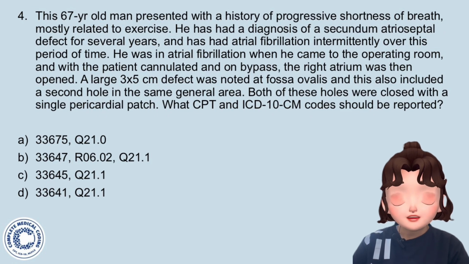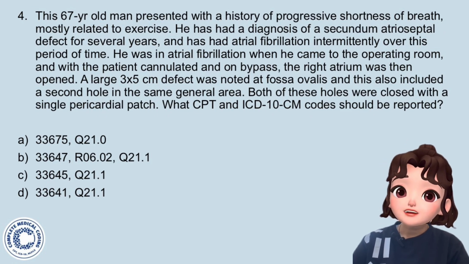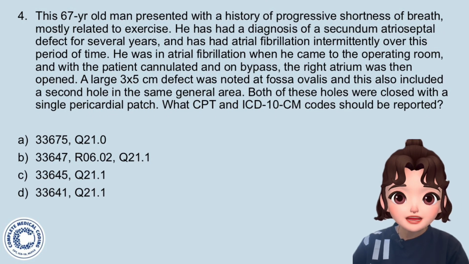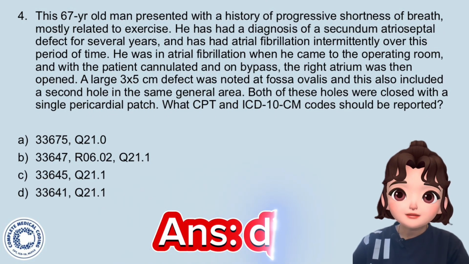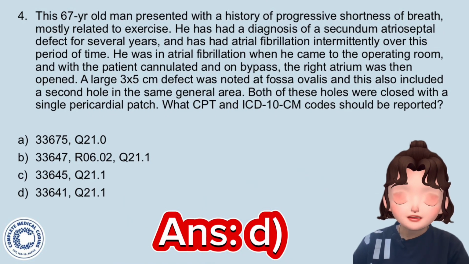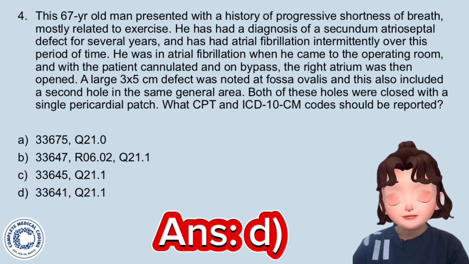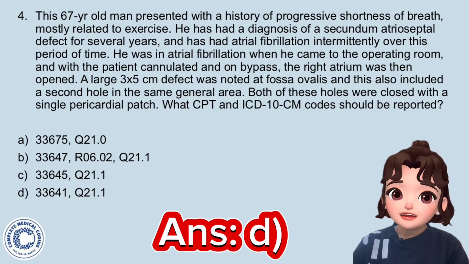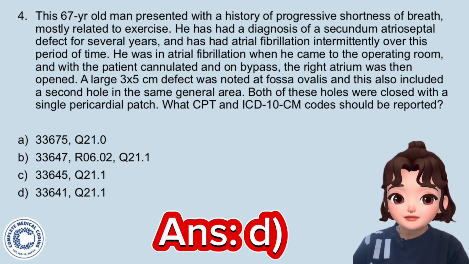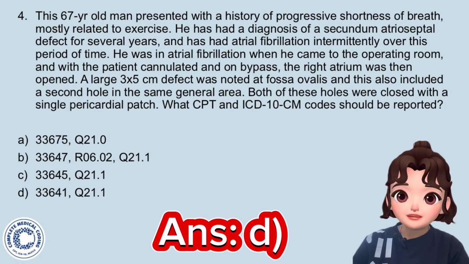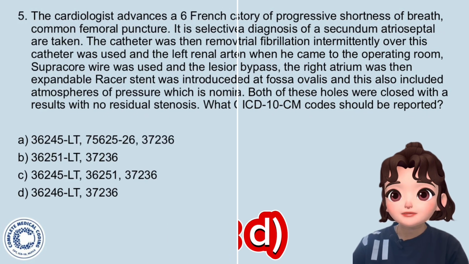The correct procedure is repair of atrial septal defect, which is 33641, which makes our answer option D, right? 33641 for the atrial septal defect, second term, with or without patch, and the diagnosis Q21.1, atrial septal defect.